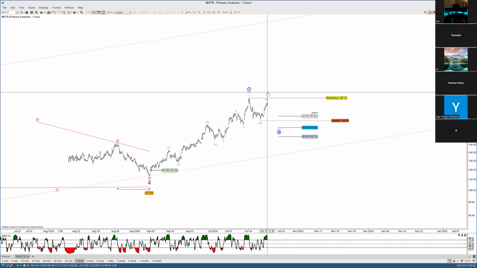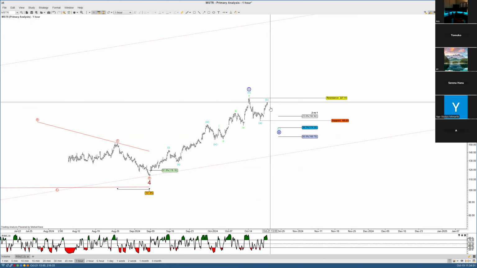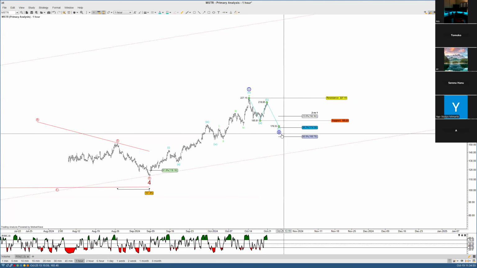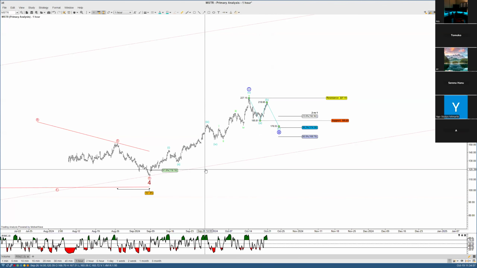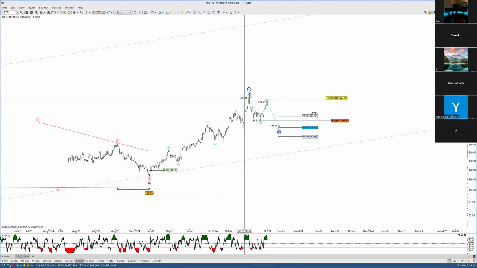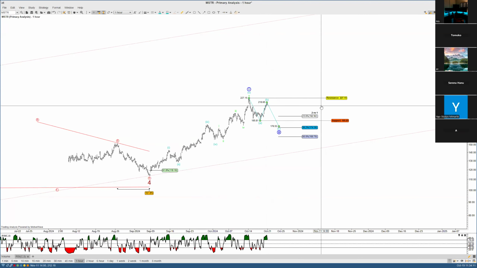So here's your resistance, here's your support, and then ABC here. So it doesn't matter. Corrections are not that easy to spot, or I can just sit here like, oh yeah, this is 5 and this is going to be 3. No.